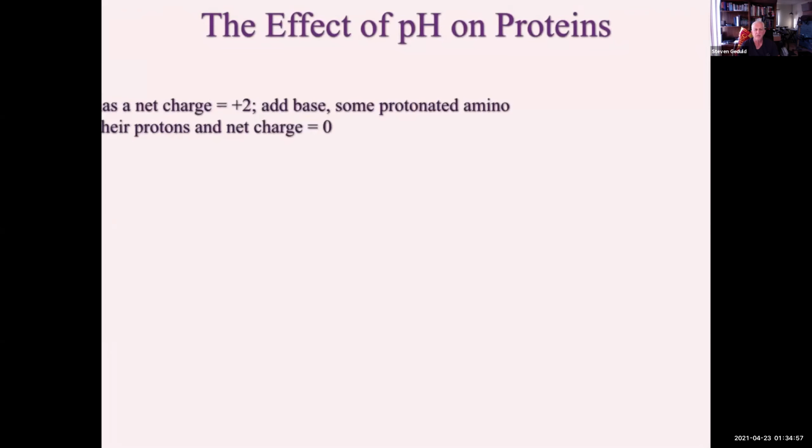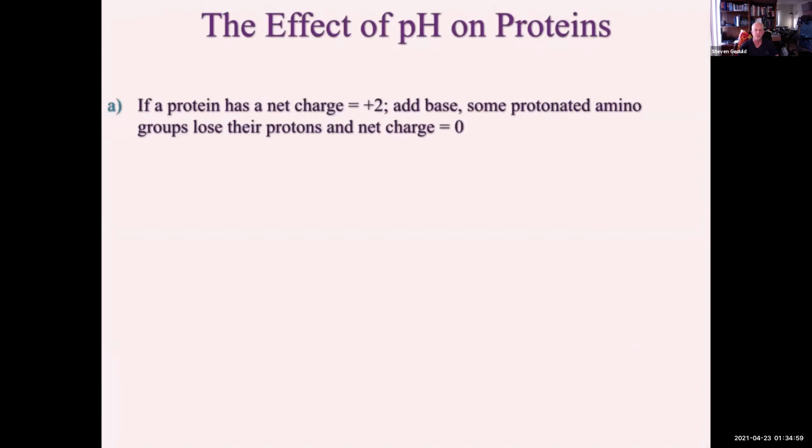pH. Okay, if a protein has a net charge of +2 and you add a base, some protein and amino acid groups lose their protons, and you end with a net charge of 0. Okay? So you can add a base or add an acid, change the pH. You can change the charge on a protein by adding a proton to it. If it's in an acidic solution, you can add a proton to it. If it's in a basic solution, you can lose a proton and change the net charge on your protein.